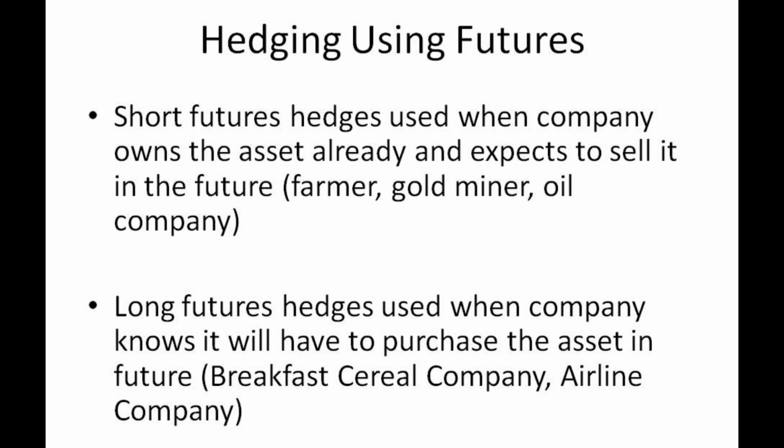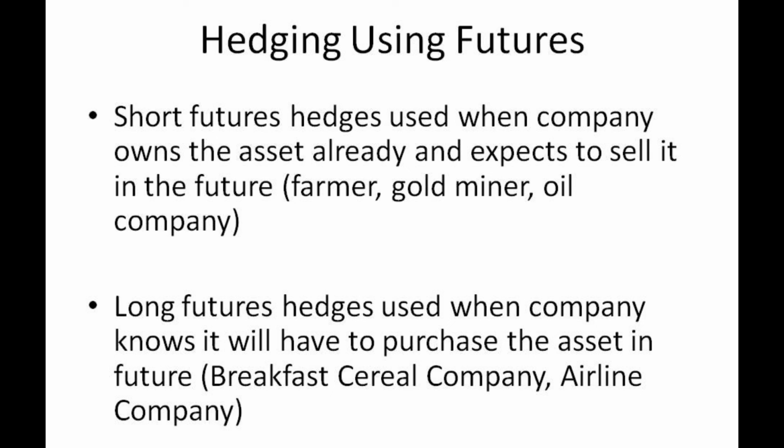So let's move on to our next slide, hedging using futures. Short futures hedges are used when the company already owns the asset. So early on we talked about a corn farmer, and that farmer already owns, in our example, a field full of corn. So he is worried about the value of that corn that he already owns falling. And so in order to hedge against a fall in prices of corn, he would be using a short futures hedge. He would be shorting corn futures in order to hedge the exposure that he has, which is long corn in his field.